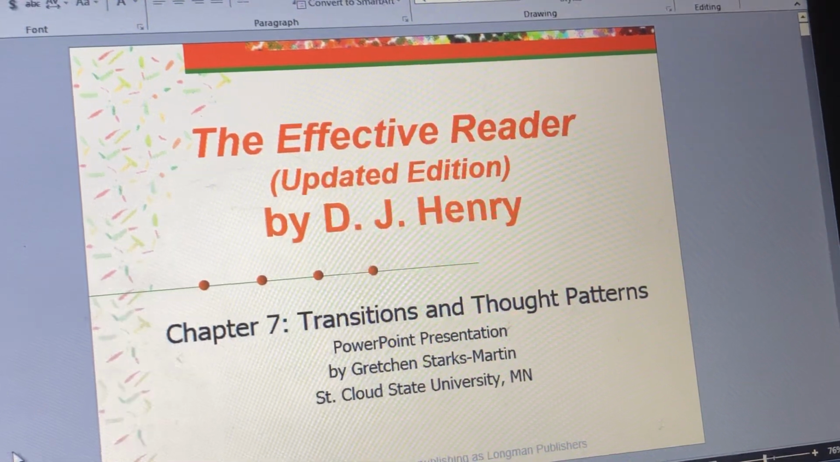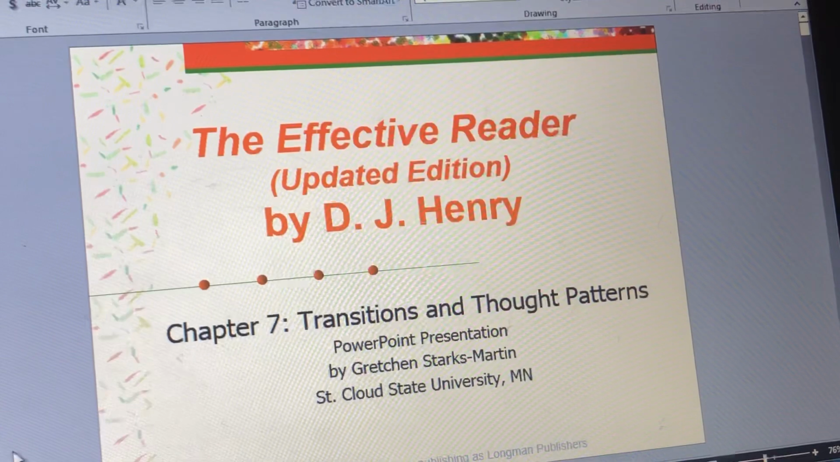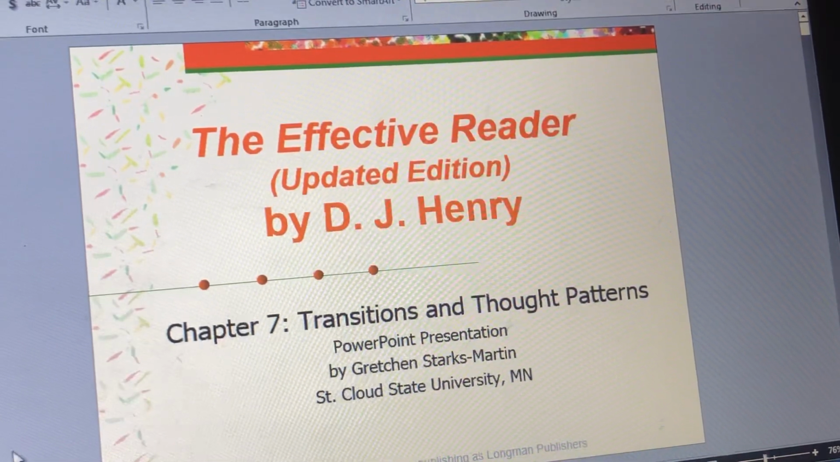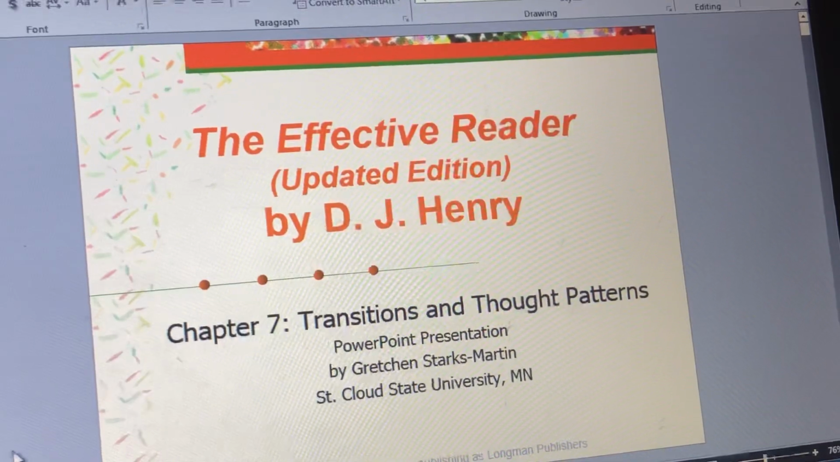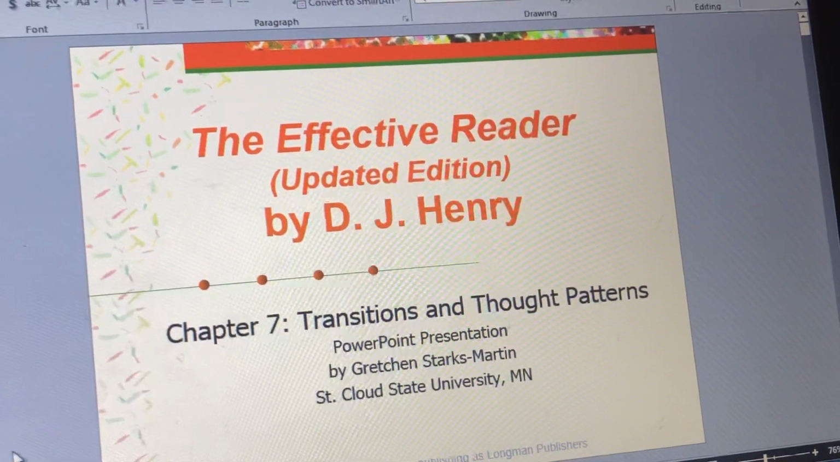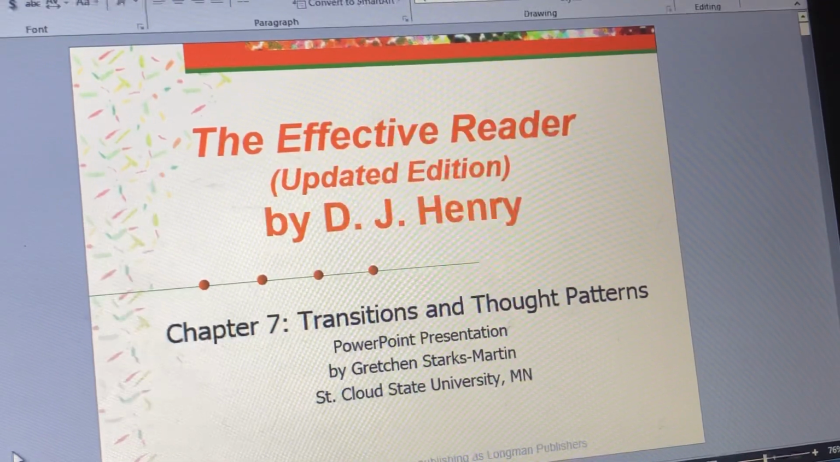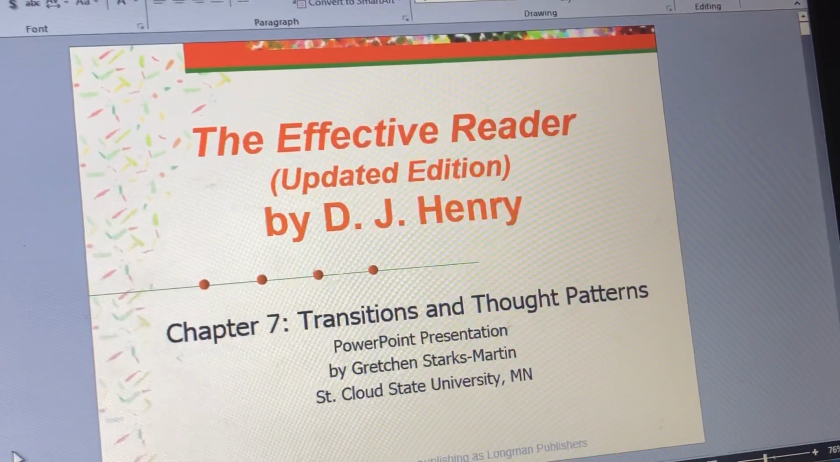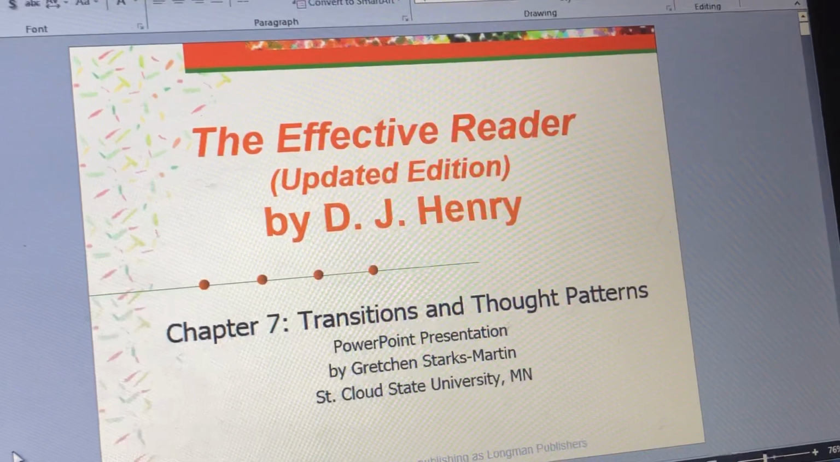Okay guys, one of the things we're going to talk about today is transitions and thought patterns. Now we've already talked about using transitions in between paragraphs to smoothly move your reader from one idea to the next. But in this presentation we're going to talk about how you can use transitions to figure out what thought patterns a writer is using, and that sets up how you're going to interpret the text.